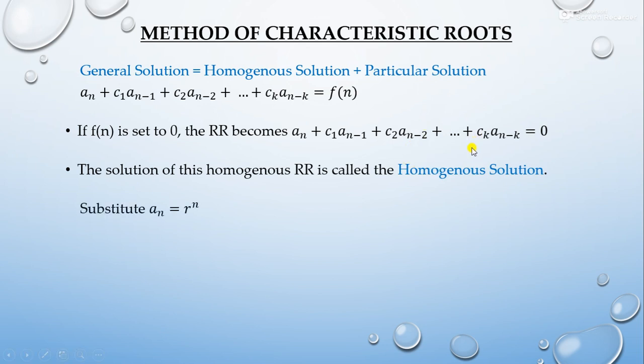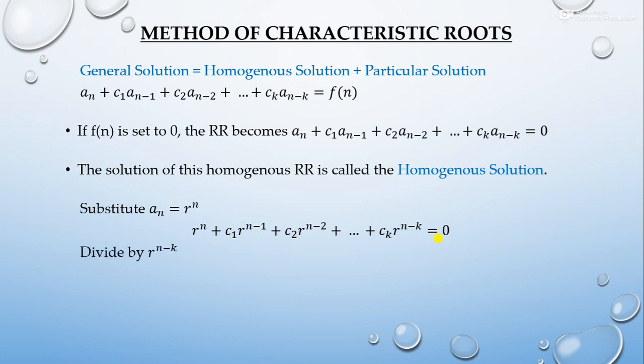Now to find the solution by the characteristic root method, in this homogeneous recurrence relation we put an is equal to r raised to the power n. When you put r raised to the power n in place of an, you get r raised to the power n plus c1 r raised to the power n minus 1 plus c2 r raised to the power n minus 2 plus up to ck r raised to the power n minus k equal to 0. So we get this type of equation.